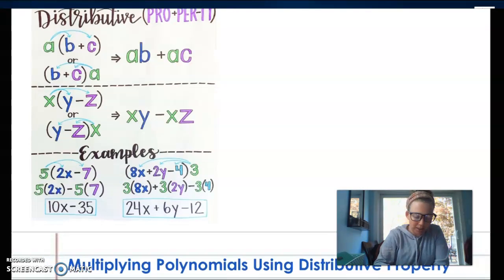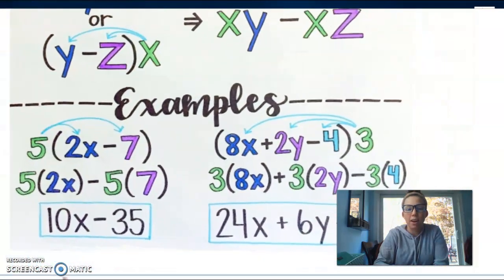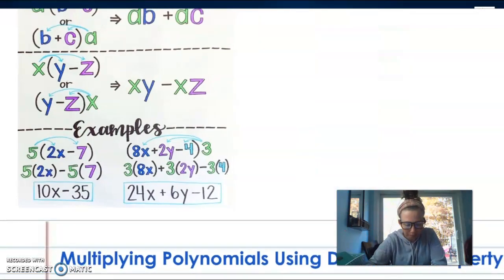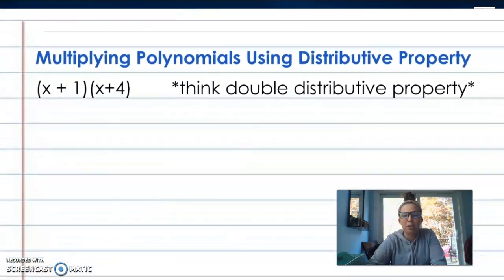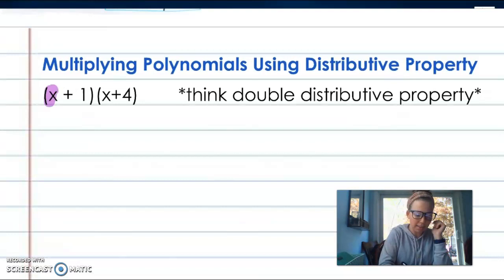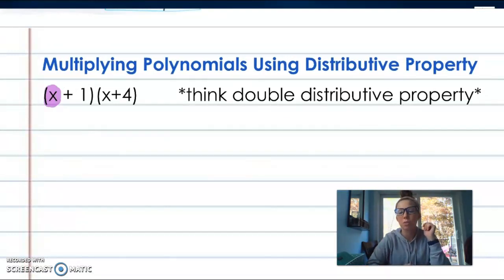Remember these examples where we're distributing through the parentheses, whether the outside number is on the left or on the right, moving it through each term inside. Great. How can we use this with double distributive? I showed you in the last video that you can't just multiply the x and the x and the 1 and the 4. You have to multiply everything by every other thing in the second set. So think of it almost like double distributive. We're going to first distribute this term, and then we're going to distribute the 1.